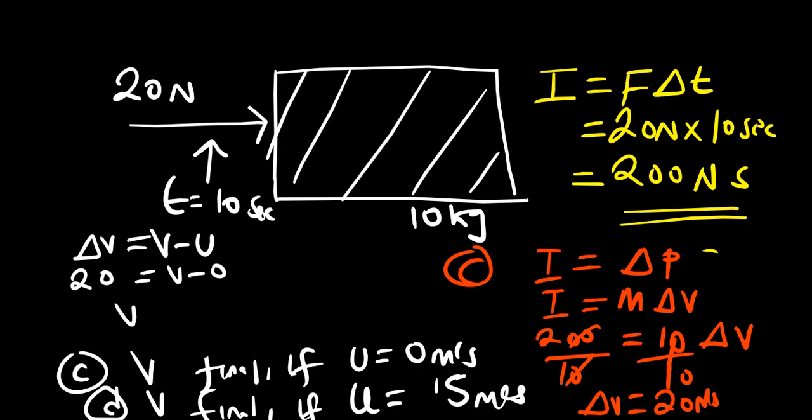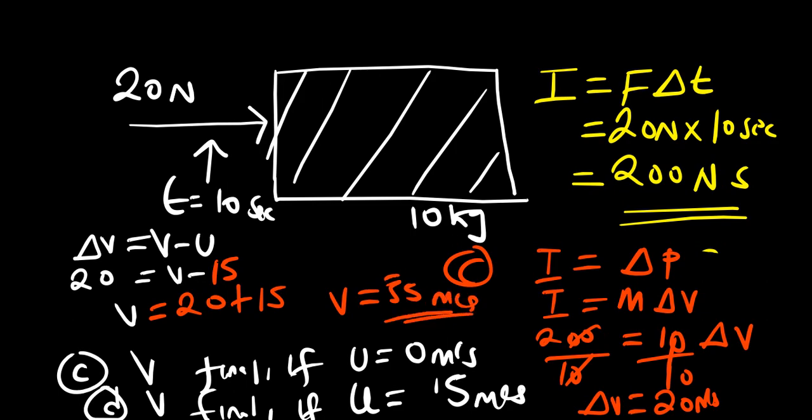Okay, what if now we say u is equal to 15? What will be the change in velocity? So we're going to have v equals 20. When I take the negative 15 to the other side, it becomes a positive. Therefore, I'm going to have positive 15. So my final velocity will be 20 plus 15. That just gives me 35 meters per second. So that's how we're going to solve this question.